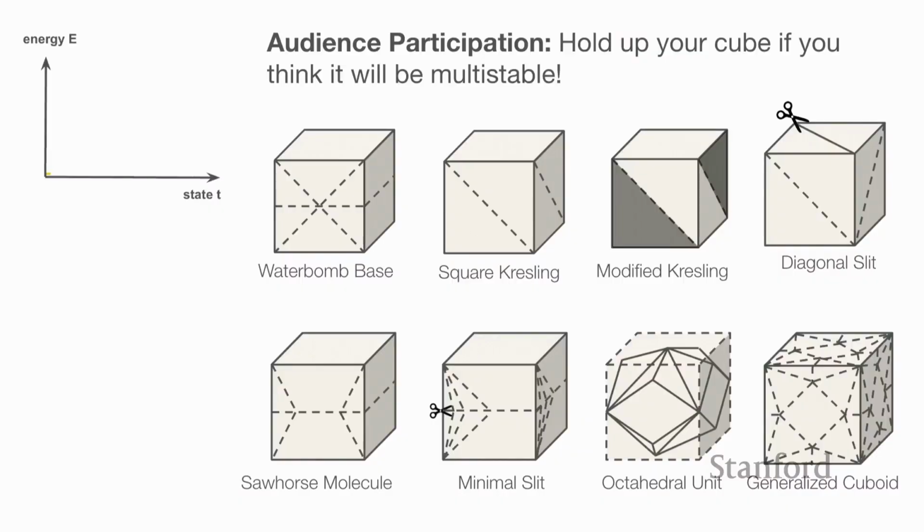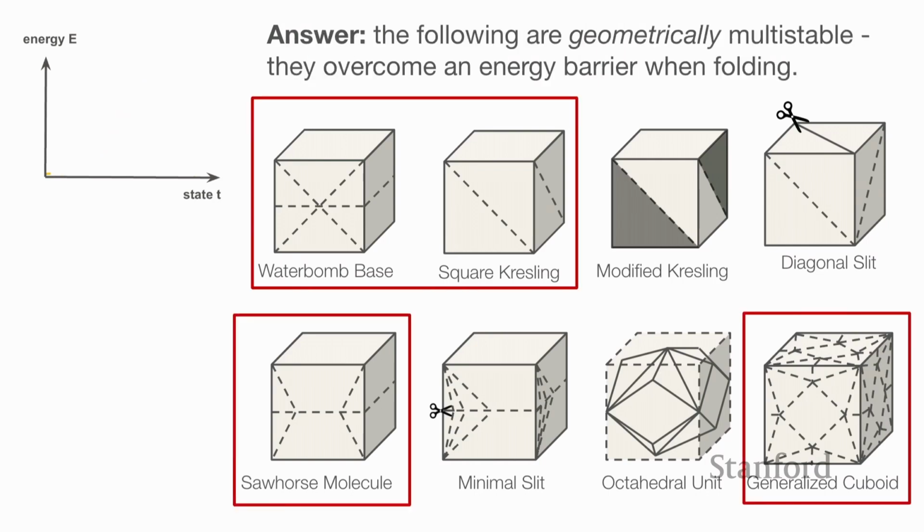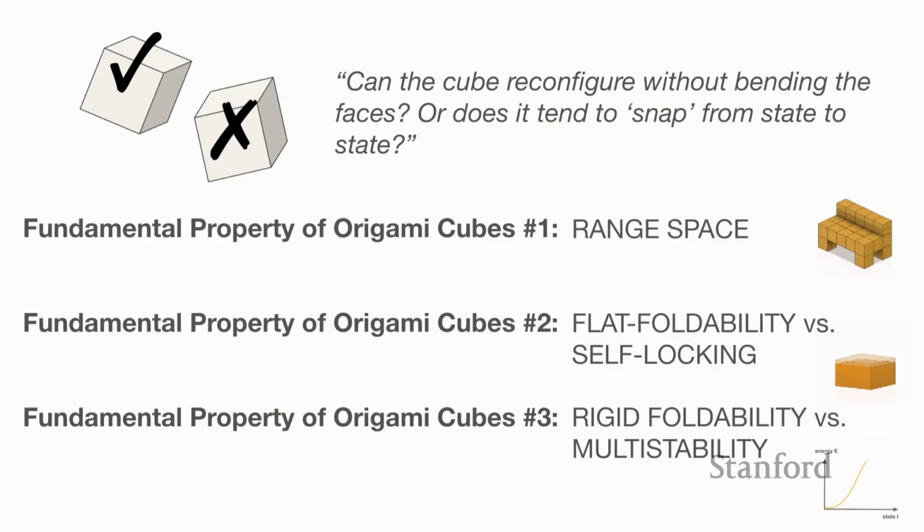So, audience participation: anybody have a cube that you think might be a multi-stable cube? Yes, we got enthusiastic in the back. Anybody else have a multi-stable cube? So these are all multi-stable, even though some of them are pretty difficult to actuate. The reason they're difficult to actuate is because they have such a high energetic barrier. You almost have to really fold the cube in order to get it to actuate.